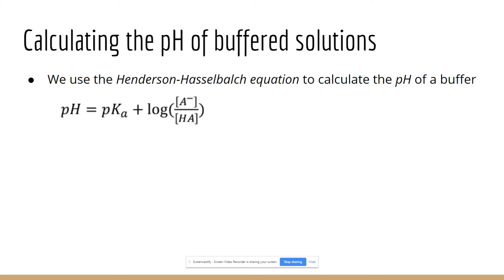So we have this equation called the Henderson-Hasselbalch equation that is used to calculate the pH of a buffer. The pH is equal to the pKa, the pKa being the negative log of the Ka, plus the logarithm of the ratio of the conjugate base over the acid.